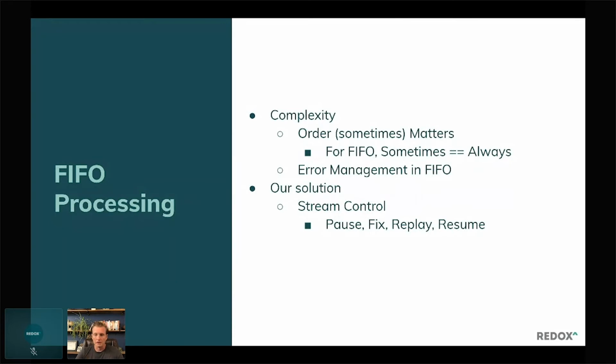So we actually have the ability to pause both manually or on error, fix an event, replay the errored event, and resume processing of everything following that event. And this allows us to both maintain FIFO and not block the events coming in. So they will queue up, and obviously we'll have to wait until the error is fixed. But we don't lose any events, and we don't lose FIFO with this introduction of stream control.